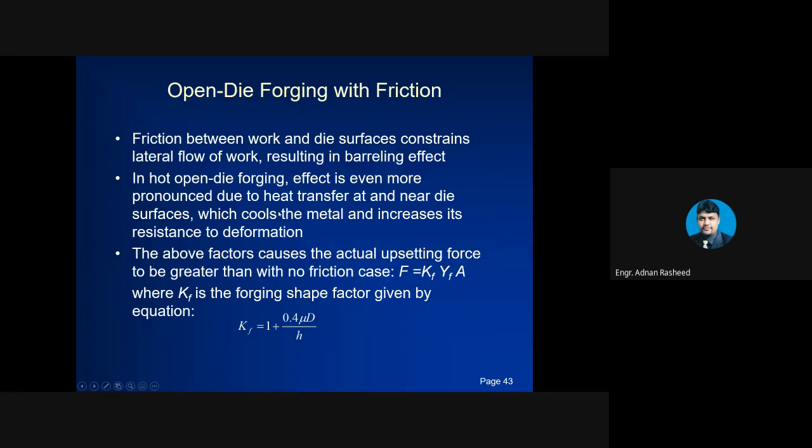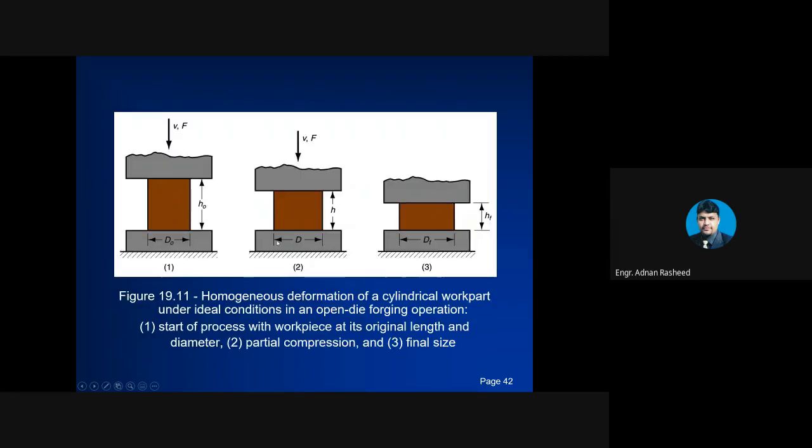In hot open die forging, the effect is even more pronounced. Why? Because of heat transfer at and near the die surface, which cools the metal and increases its resistance to deformation. So basically the resistance over this surface will be high because it is in contact with the dies, and cooling will be rapid over here, resulting in a barreling effect.